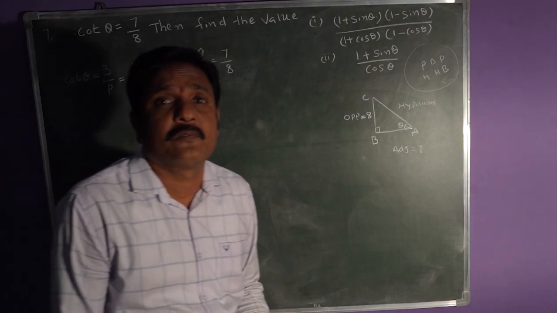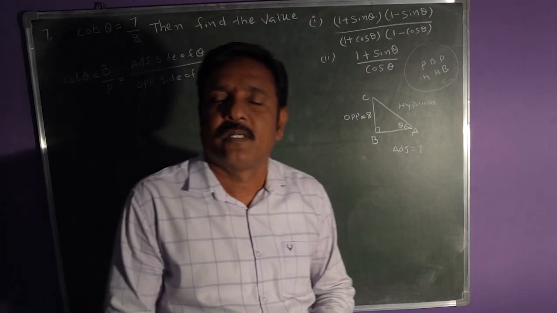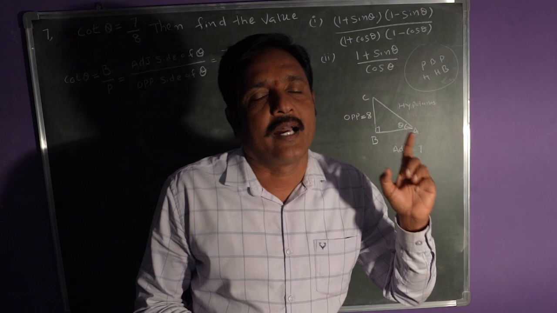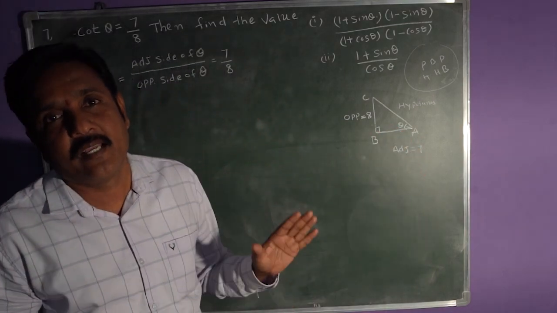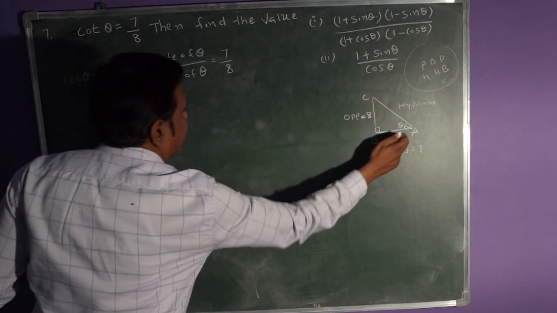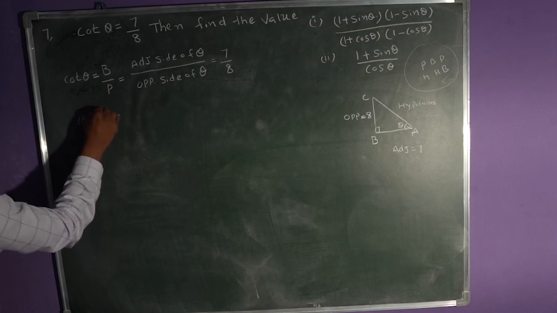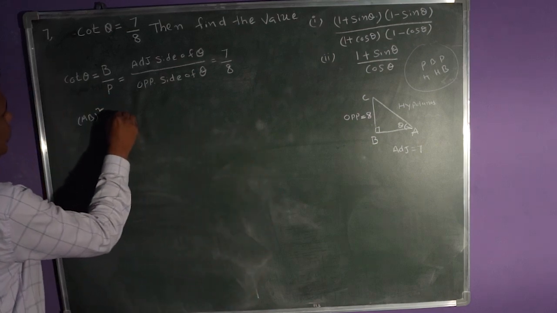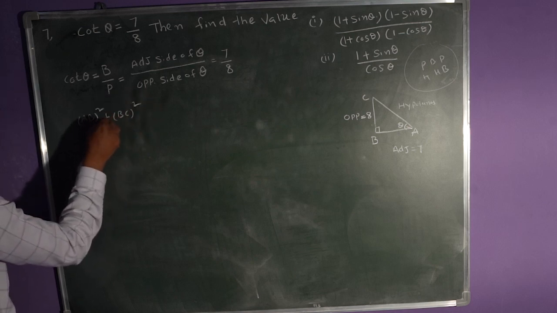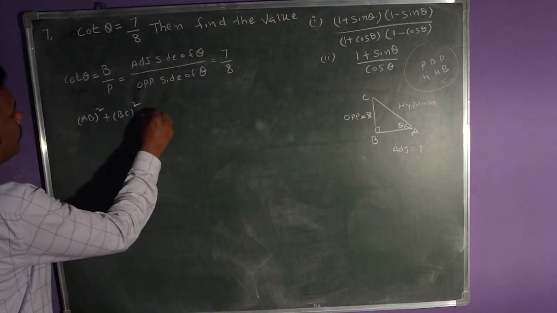How can I find it? The Pythagoras theorem is there. What is the Pythagoras theorem? The sum of the squares of two sides is equal to the hypotenuse square. What is one side? One side is AB square, and the other side is BC square. The sum of the two sides' squares is equal to the hypotenuse square. Hypotenuse square means AC square.